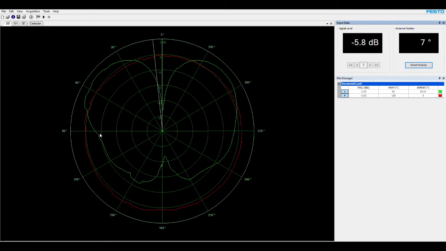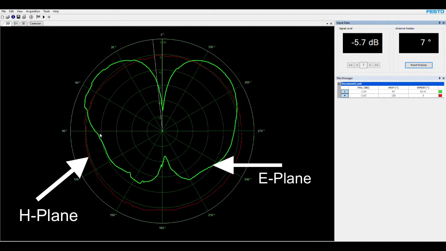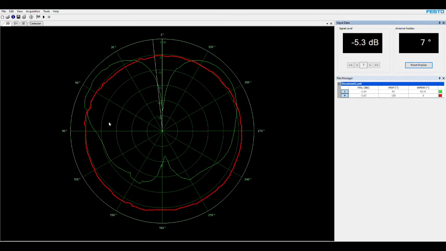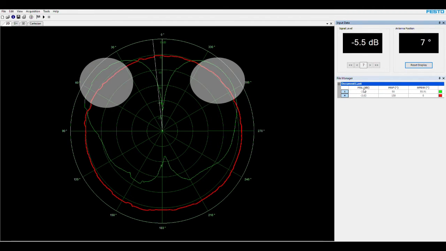To reiterate what we have, this is our E-plane, and this is our H-plane. Now, one thing I want you to discuss is that the maximum signal level that we have for H-plane, reported here, is -3.63, and the E-plane is about -2. So we have a discrepancy between the maximum signal level of the H-plane and the maximum signal level of the E-plane.